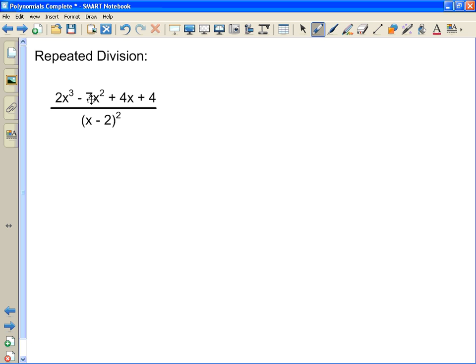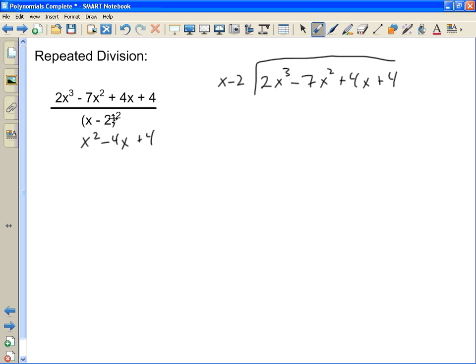Sometimes you might have repeated division. So that just means we're going to divide by this thing twice. So you've got two choices. You could multiply your denominator out here, rewrite it as x squared minus 4x plus 4 and divide this thing by that. Or you could just divide it by this smaller one twice. So I'll go through the twice one so you know how that works. So I'm going to divide by one of them. I'm taking one of the two that I have down there and dividing. So I need 2x squared here.